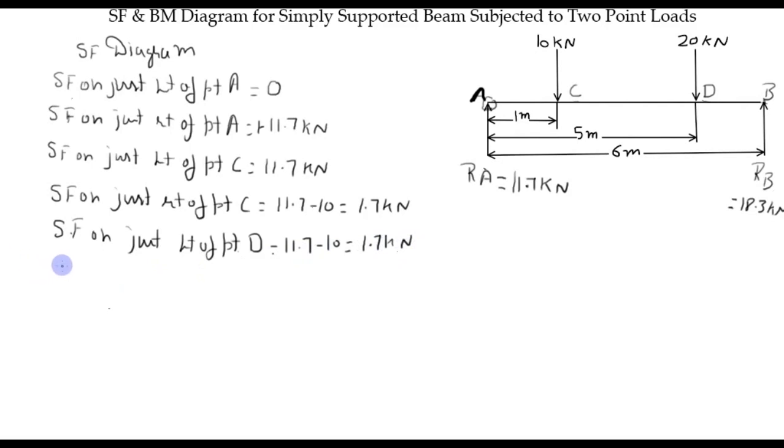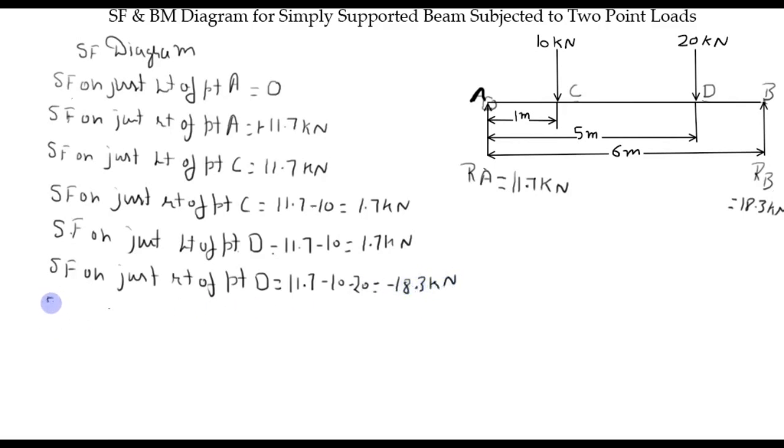So next is shear force on just right of point D. Place your finger on just right of point D and sum up all leftward forces. There are three forces on the left of point D. First one is 11.7 acting vertically upward, 10 downward and 20 downward. So net becomes minus 18.3 kilonewton.